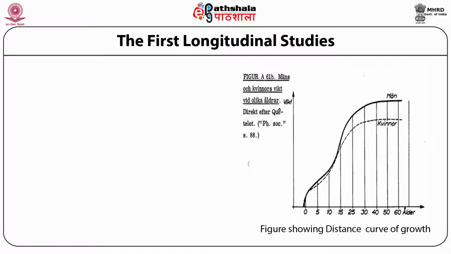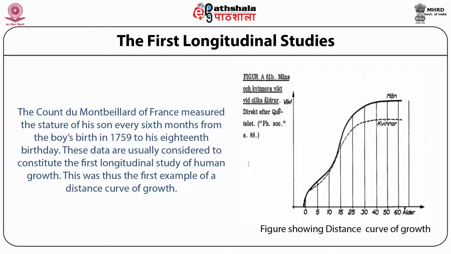In this slide, the figure given shows the distance curve of growth of a son and some students, those who were the first to be studied longitudinally. The Count de Montbeillard of France measured the stature of his son every 6 months from the boy's birth in 1759 to his 18th birthday. These data are usually considered to constitute the first longitudinal study of human growth. This was thus the first example of a distance curve of growth.